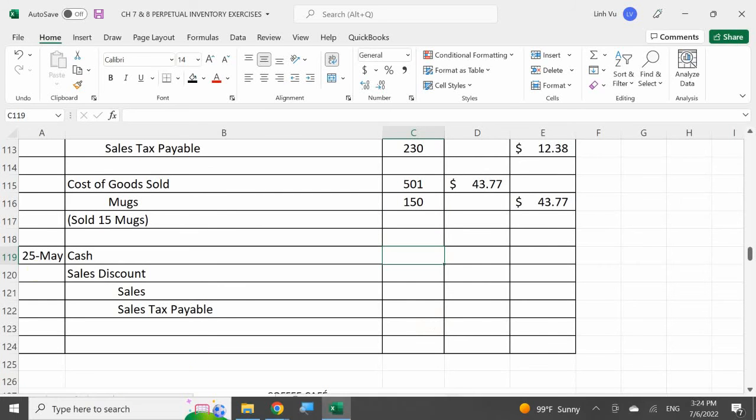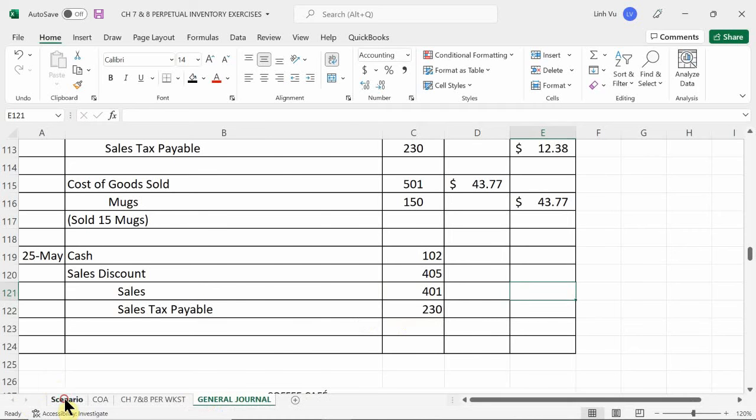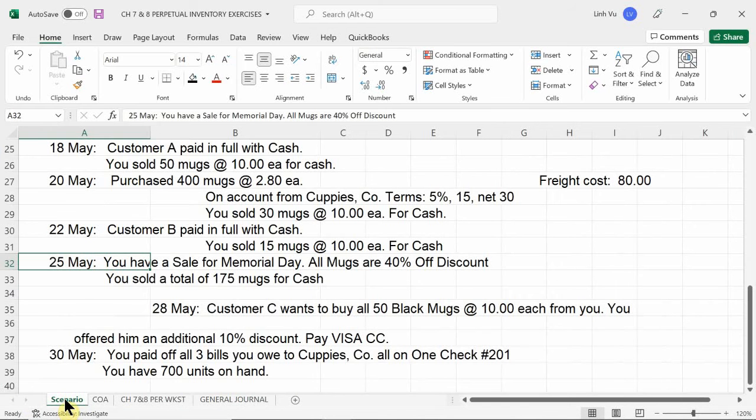Okay? So again, cash is 102, sales discounts 405, sales is 401, and tax payable is 230. In this case, we first have to figure out one thing at a time. If I sold a total of 175 mugs at $10 each, that's the original sales price.